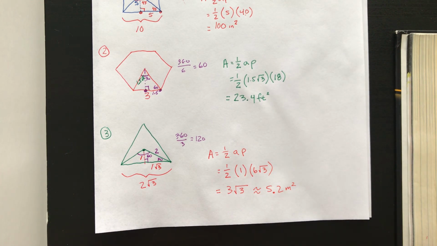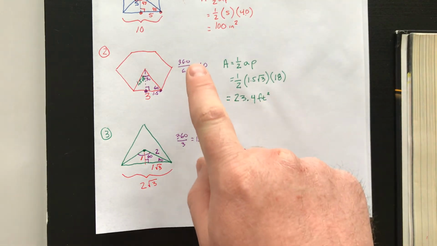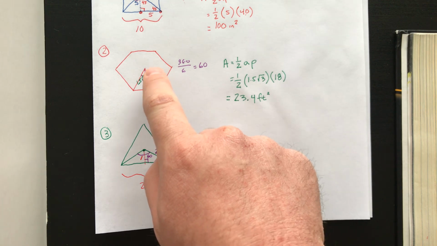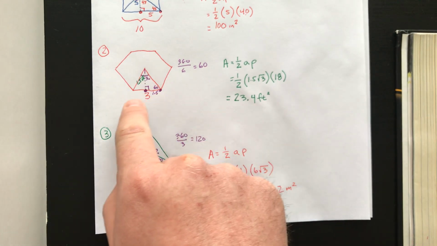So hopefully this helps when you do your homework. You'll have some of these types of examples in the homework too, but you do the steps the same way. You find your central angle, then you work your way around these triangles to get your apothem and the perimeter.